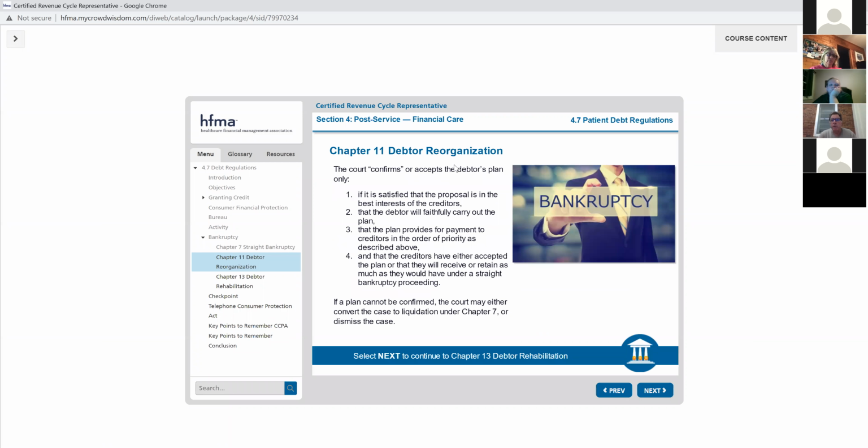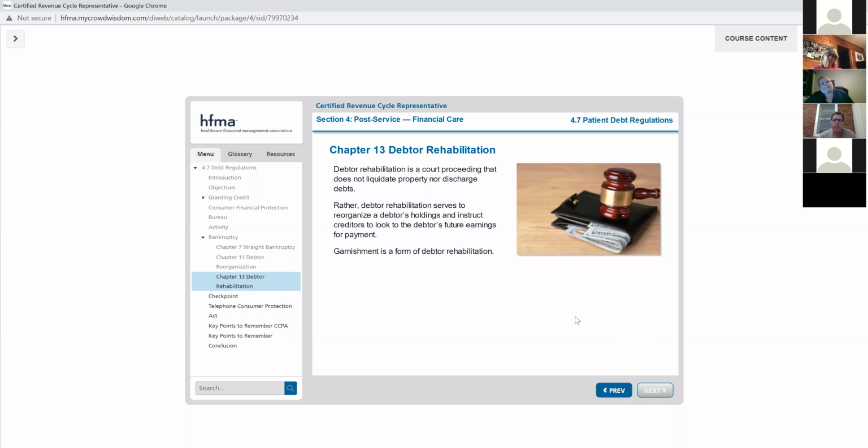And then there's Chapter 13, which is basically rehabilitation. So in this case, there's no liquidation and no discharge of debt. Basically, you are restructuring your debt, if you will, okay? And garnishment is a form of debtor rehabilitation, which is a structured payout.